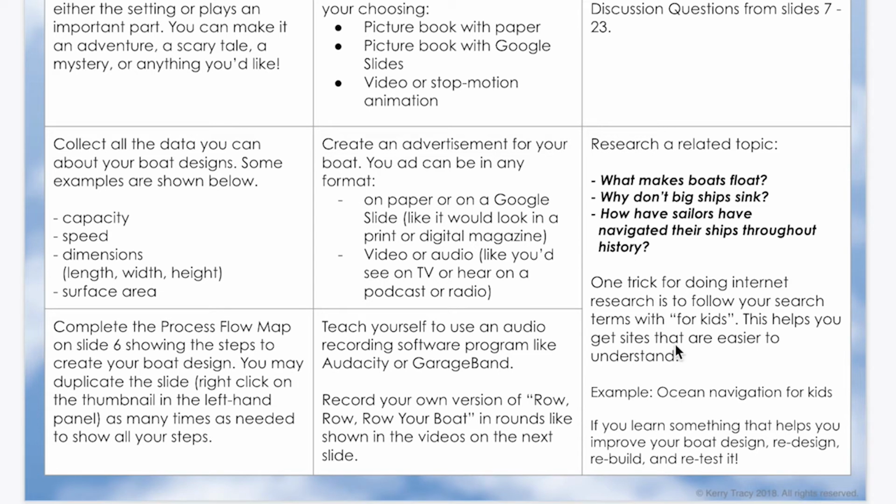Now, one trick that I use a lot, even now as a grown-up sometimes, is when I'm doing internet research, I like to use my search terms and then follow it up with the words "for kids." And that helps you get sites and links returned to you that are just easier to understand. So whatever it is you're looking up, if it's ocean navigation, then you just add the words "for kids" right afterwards. And when you're doing your research, if you learn something that helps you improve your boat design, go ahead and then redesign it, rebuild it, and retest it.